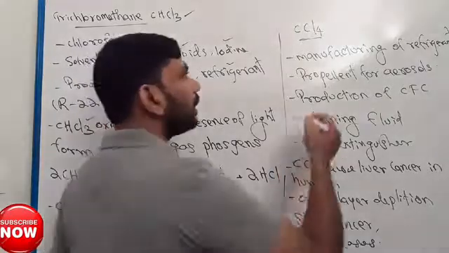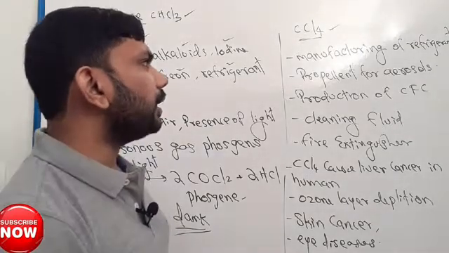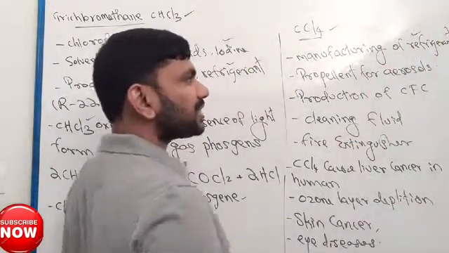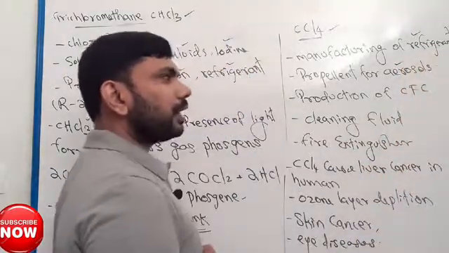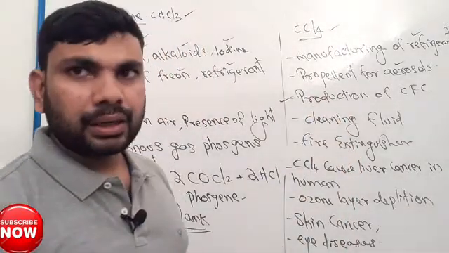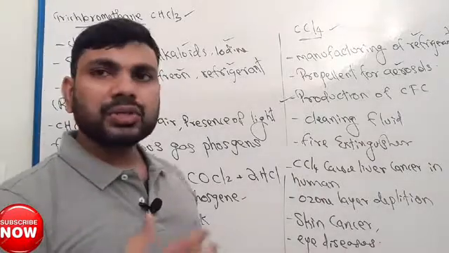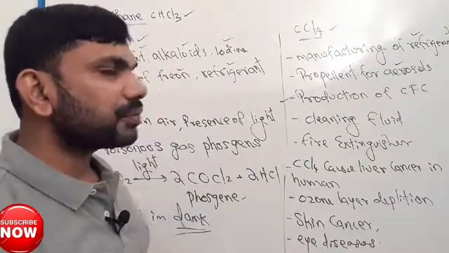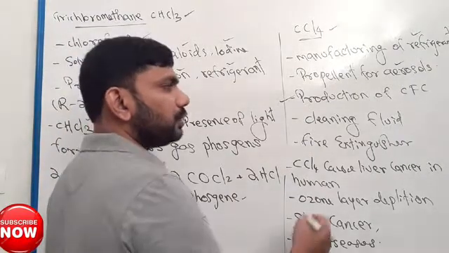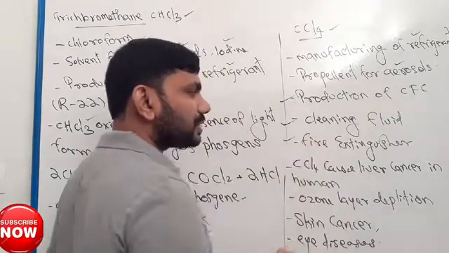Next we have to check carbon tetrachloride, CCl4. It is used in the manufacturing of refrigerant, as a propellant for aerosol, and in the production of CFC, chlorofluorocarbon. Also carbon tetrachloride is used to make cleaning fluid, and as a fire extinguisher.